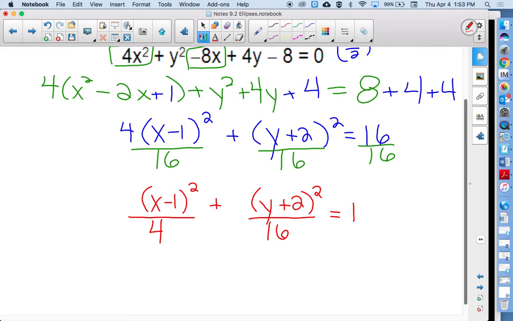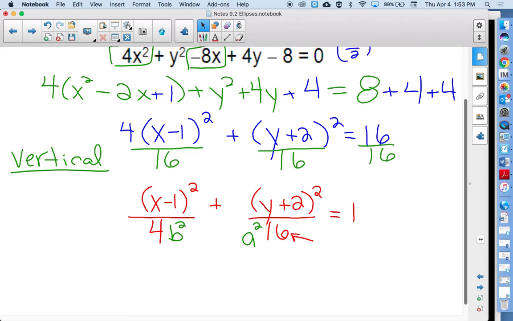What direction does this go? Yeah, this is vertical. Here's our bigger number. So this is our a squared. That one there is our b squared. This is going to be a vertical graph. So these are vertical being like x squared. Now, why did that have to change? It was working so fine the other way.